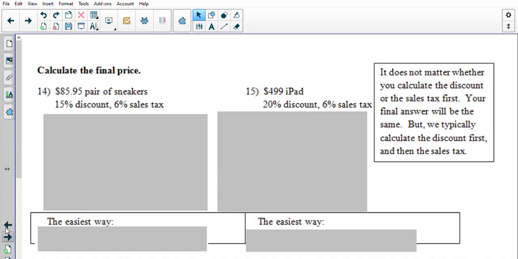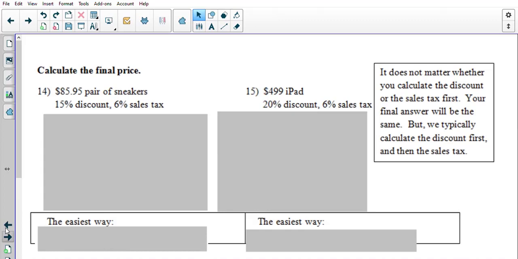Now we are going to combine discount and sales tax together. I do want to point out this box off to the right. It says it does not matter whether you calculate the discount or the sales tax first. Your final answer will be the same, although in between your steps might look a little bit different. We do typically calculate the discount first and then the sales tax.